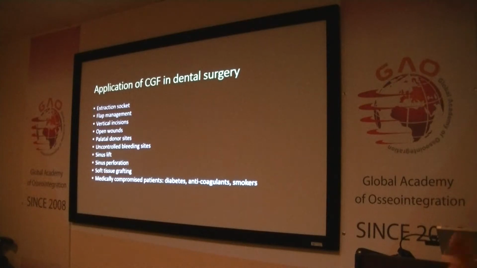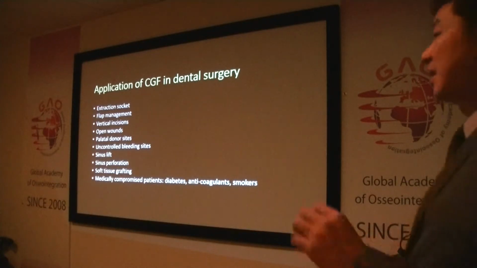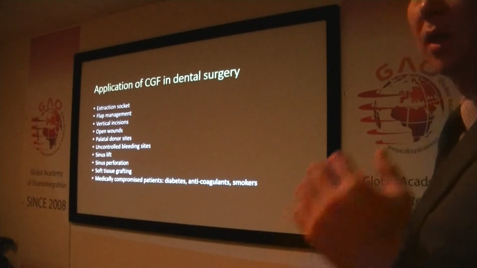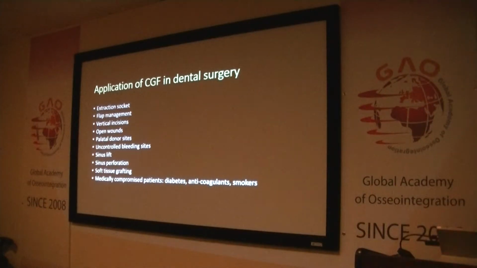What about patients that are diabetic, smokers? They don't heal very well, correct? They're very slow. They're more prone to infection during the healing process. Using CGF allows them to heal quicker and get up and running quicker. And what about patients on anticoagulants? Don't they bleed a lot more easily? Adding growth factor in there will prevent the bleeding from going on for too long. It works very well.